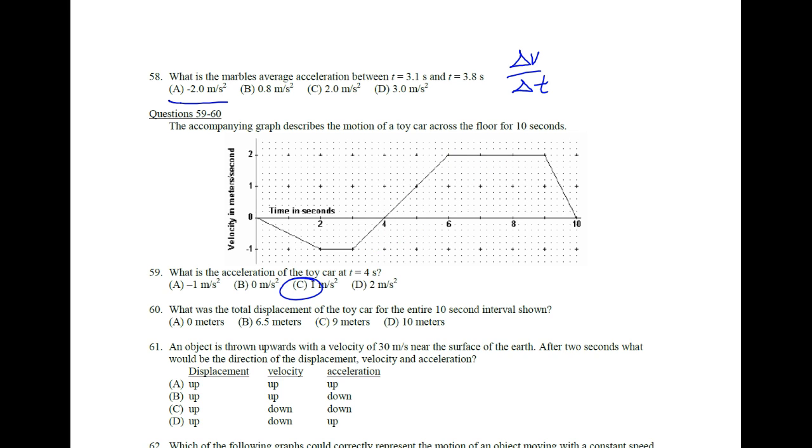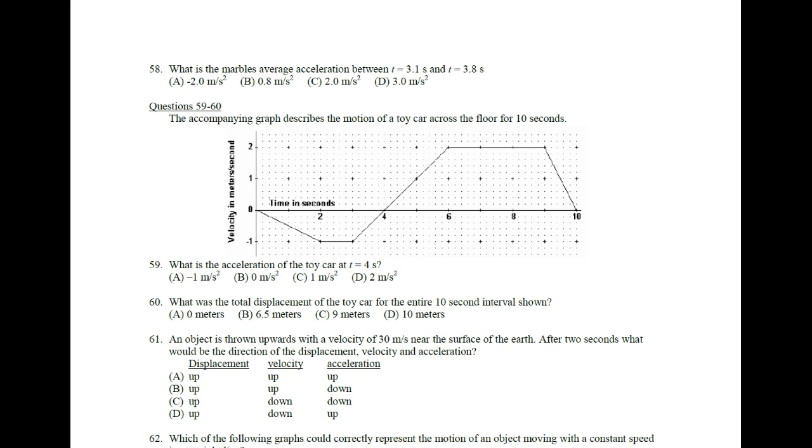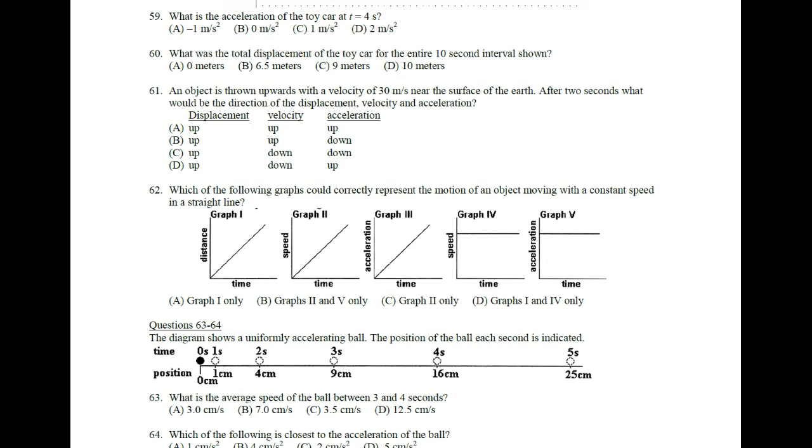For the next one, number 60, the answer is B. For the displacement over the entire 10-second interval, you'd have to find the area here and the area here, and then subtract the two since this one's negative, or just add the two. If this one's negative and that one's positive, you should end up with 6.5 meters. For number 61, that's the next one, your answer is letter B.